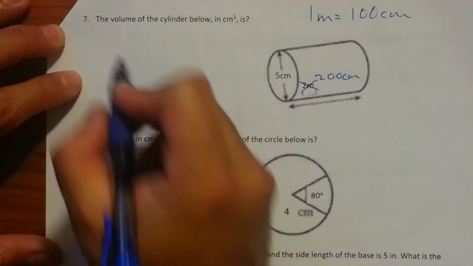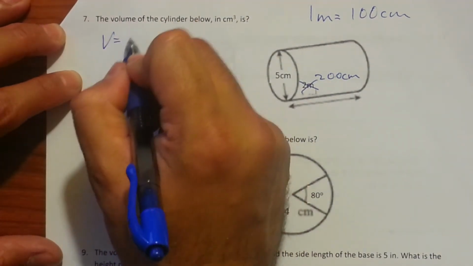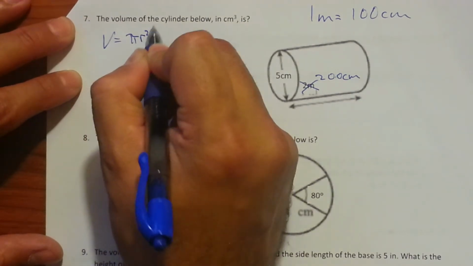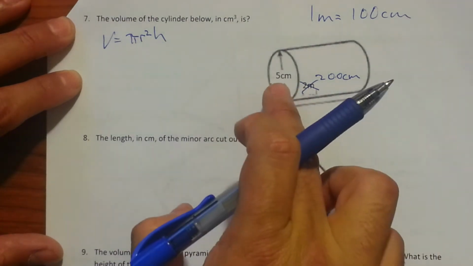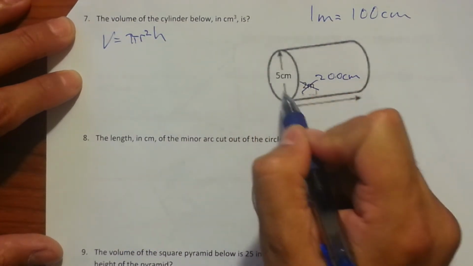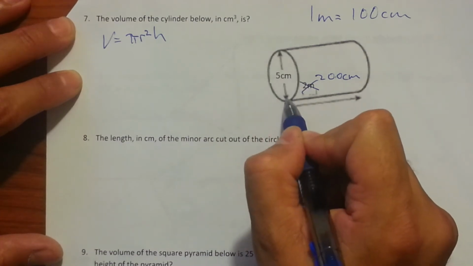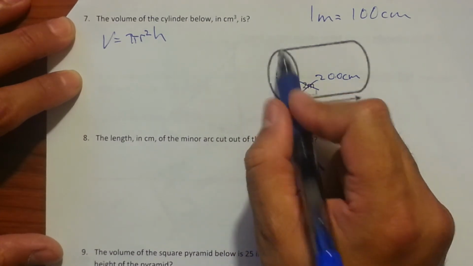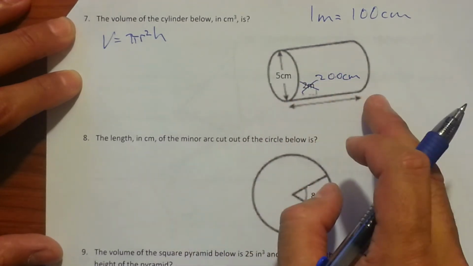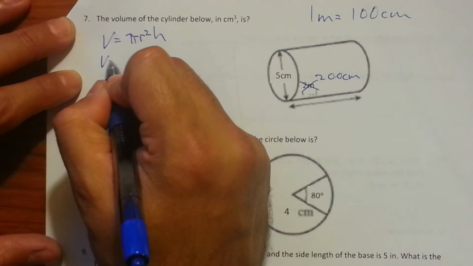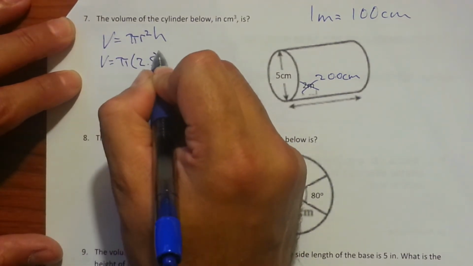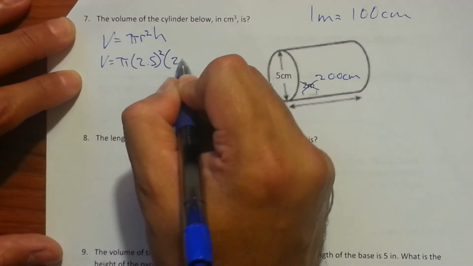So the volume of the cylinder is going to be pi r squared h, where my r is going to be half because this says arrows on both sides. So it's going to be half of this because it's going all the way across. That's the diameter, the radius is half of that, and my height is going to be 200. So volume is equal to pi times 2.5 squared times 200.